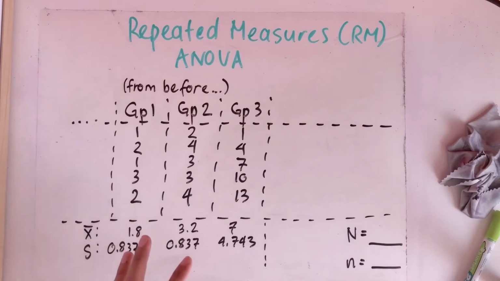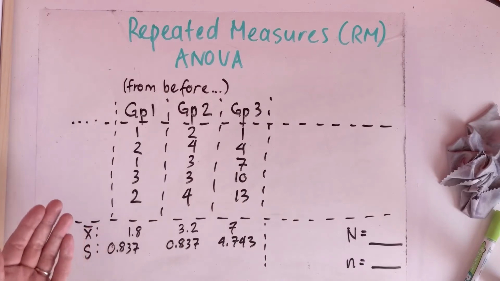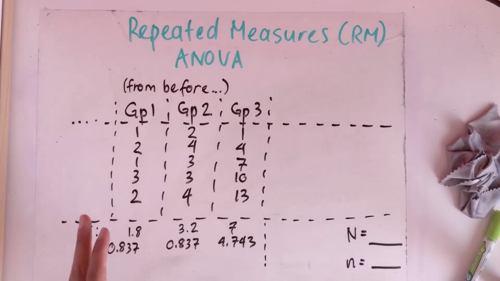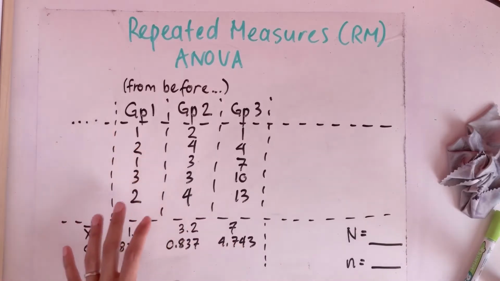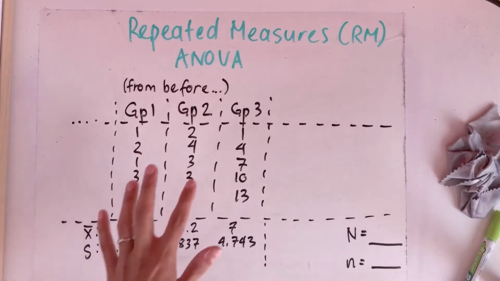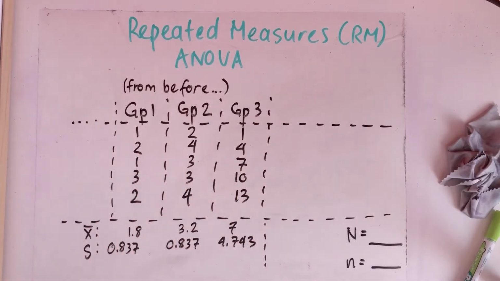So we used to think, okay, we're going to look at group 1, group 2, and group 3 as a between subjects manipulation. 15 participants provided 1 point each. 5 were in group 1, 5 were in group 2, and a different 5 were in group 3. And we have our means and our standard deviations as computed before. So these numbers may look familiar, which is good.